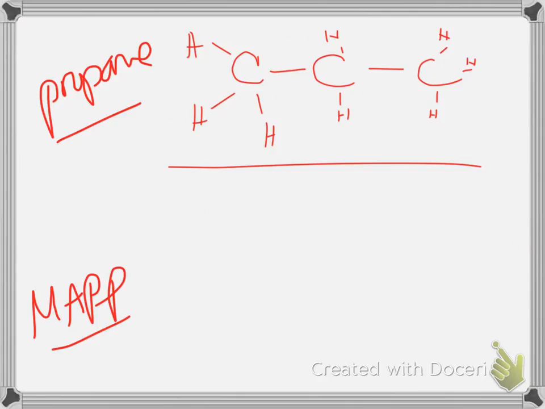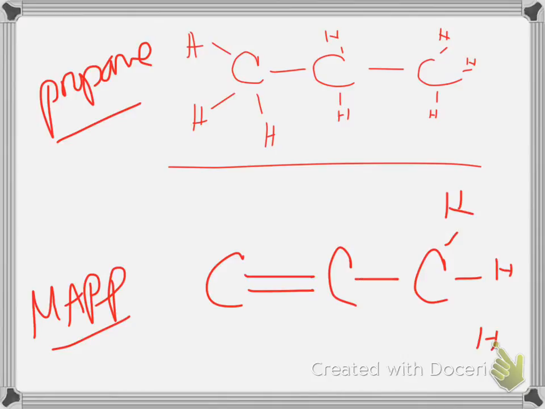MAP gas comes in a similar cylinder, different color. But MAP gas, well, it's also got 3 carbons. But one of them, I cannot remember it. I may get this wrong, so you can go look it up and tell me I'm wrong. I think it's a double bond. I don't think it's a triple bond. One of those carbons has an extra bond. It means you got a few less hydrogens.